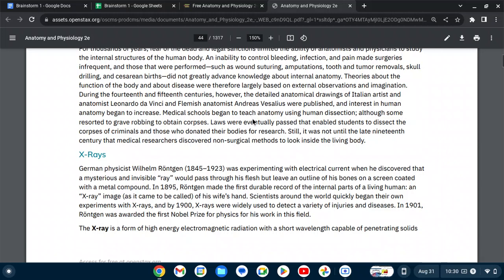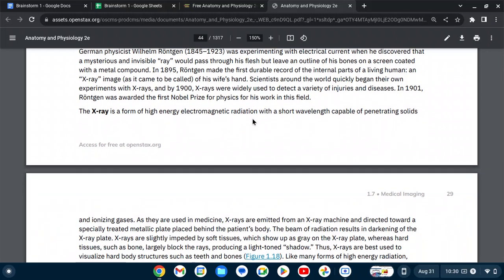Still, it was not until the late 19th century that medical researchers discovered non-surgical methods to look inside the living body. X-rays. German physicist Wilhelm Röntgen was experimenting with electrical current when he discovered a mysterious and invisible ray that would pass through his flesh but leave an outline of his bones on a screen coated with a metal component. In 1895, Röntgen made the first durable record of the internal parts of a living human, an X-ray image of his wife's hand. Scientists around the world quickly began their own experiments with X-rays, and by 1900, X-rays were widely used to detect a variety of injuries and diseases. In 1901, Röntgen was awarded the first Nobel Prize for Physics for the work in his field.